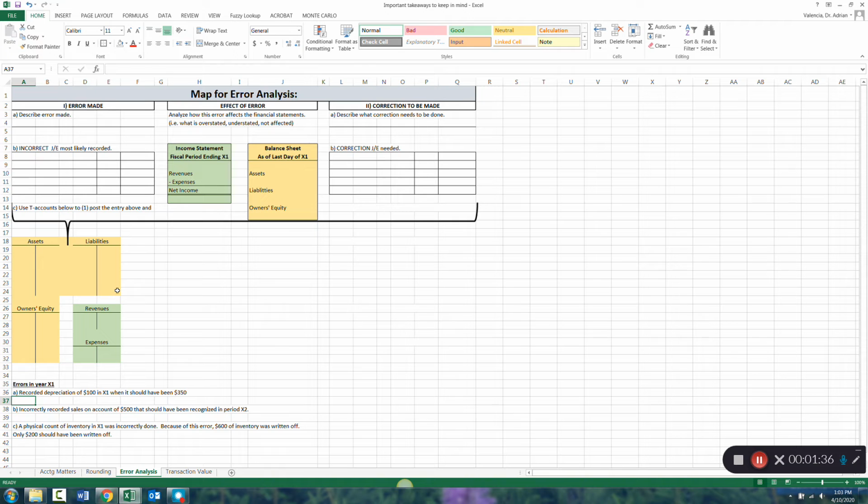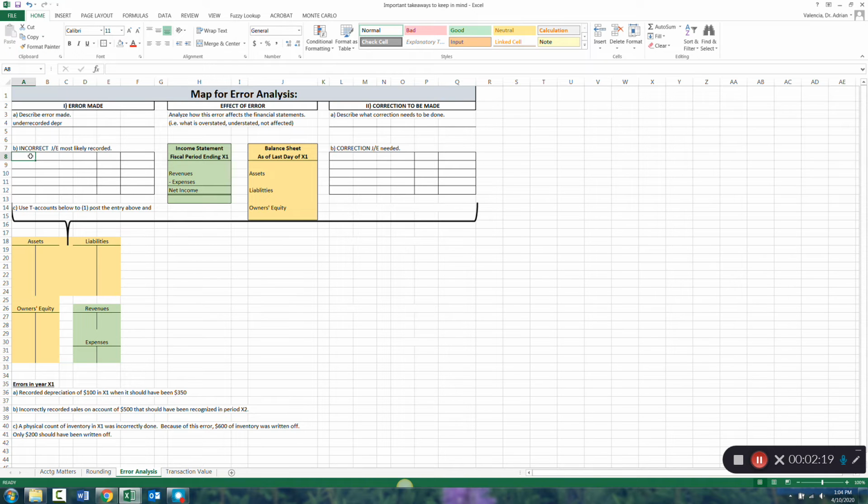Okay? So the error made, and there's different ways to analyze this. This is where you have to choose how you want to do it. But the error made was that you under-recorded depreciation. Okay? So there's one way you can go about it. You can do the original $100 journal entry, and then think about what amount you need. That's probably the easiest way to go about it. Or you could just think about the fact that $250 was not recorded. So let's go the first route, and maybe we'll do that different approach for another letter.